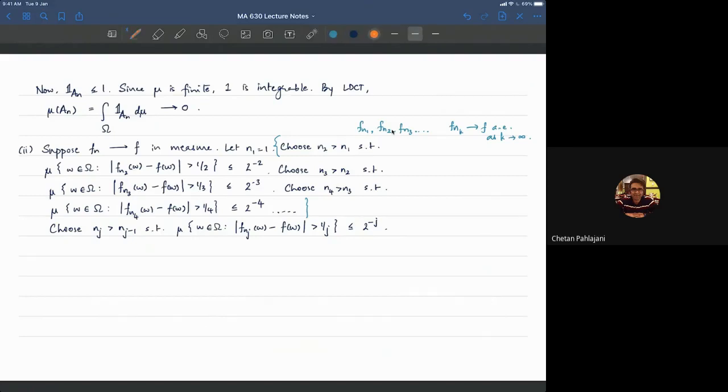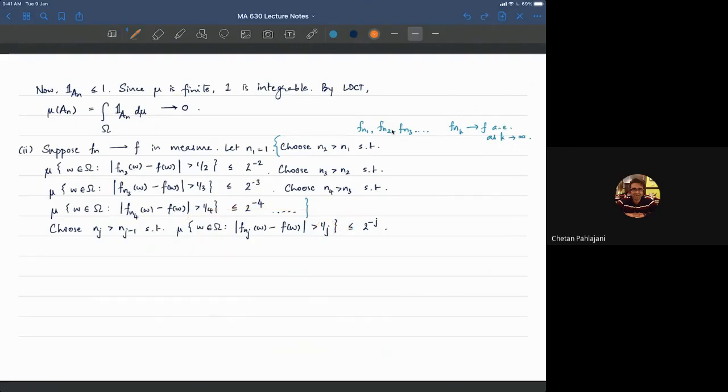I'll use a different color. Let's say I think of this as epsilon. What convergence in measure says is that the measure of this set can be made arbitrarily small. So what I'll do is, for any j, I will insist that the measure of this set with epsilon equal to 1 over j be less than or equal to 2 to the minus j. This just follows from the definition of convergence in measure.